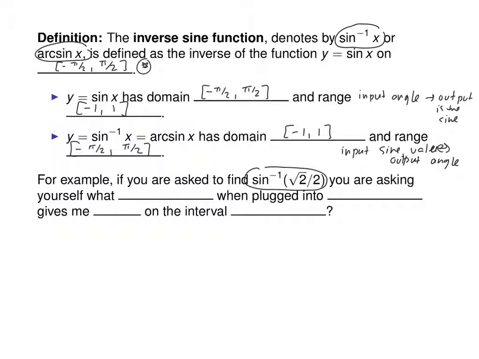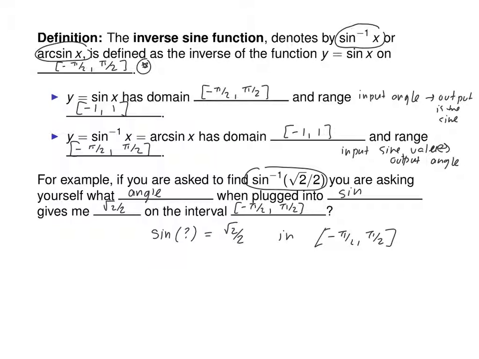So if you're asked to find sine inverse of root 2 over 2, you're asking yourself what angle, when plugged into sine, gives you root 2 over 2 on the interval negative pi halves to pi halves. That's the question you have to ask yourself in your head. Sine of what angle gives you root 2 over 2? And the tricky thing is you've got to be in that restricted interval. It's the part that students always forget, is that they've got to be careful what interval they're looking at, because there's a lot to remember.